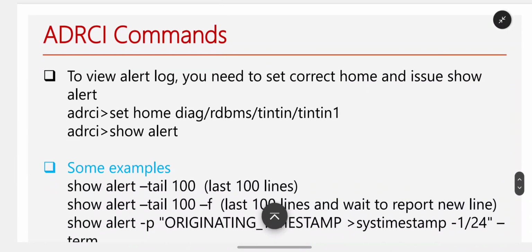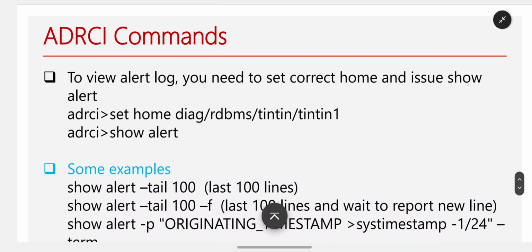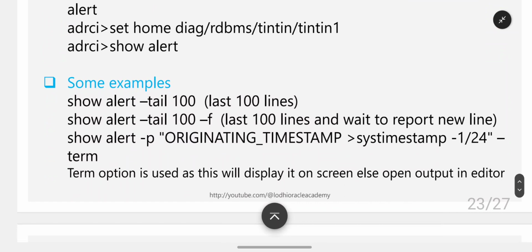To view the alert log, you need to set the correct home and issue show alert. So you first set the home for the alert, and then you can write show alert. It will show you all the alerts. Or you can run different commands like show alert -tail 100. It will show the last 100 lines. If you mention show alert -tail 100 -f, it means the last 100 lines, and wait to report new lines.